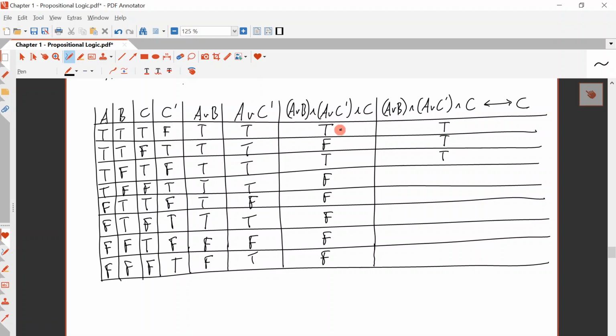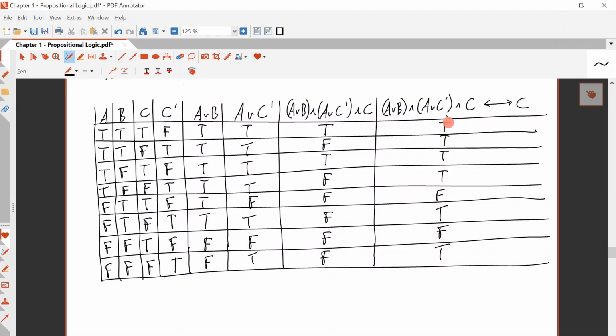So in row 1, they're both true. In row 2, they're both false. In row 3, they're both true. In row 4, they're both false. So the double implication is true. In row 5, one is true and the other is false. In row 6, they're both false. So that's true. In row 7, one is true and one is false. And then in row 8, they're both false. So true, true, true, true, false, true, false, true.